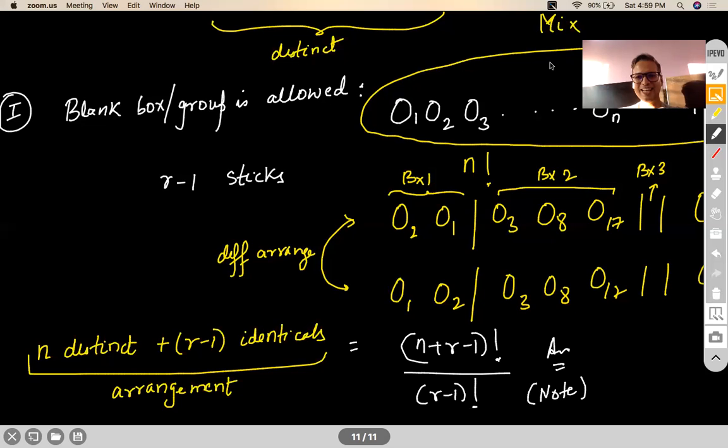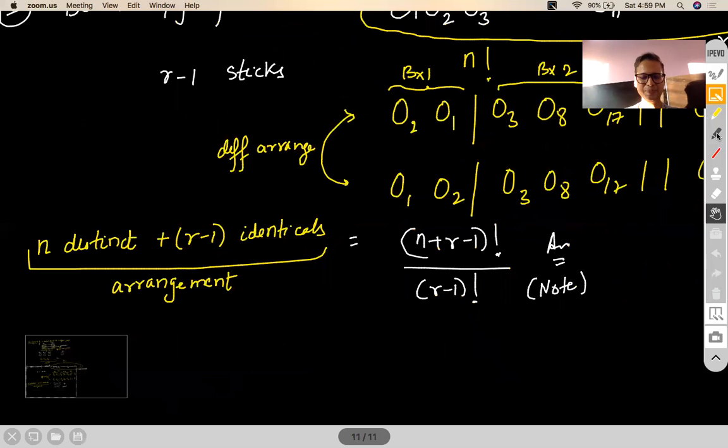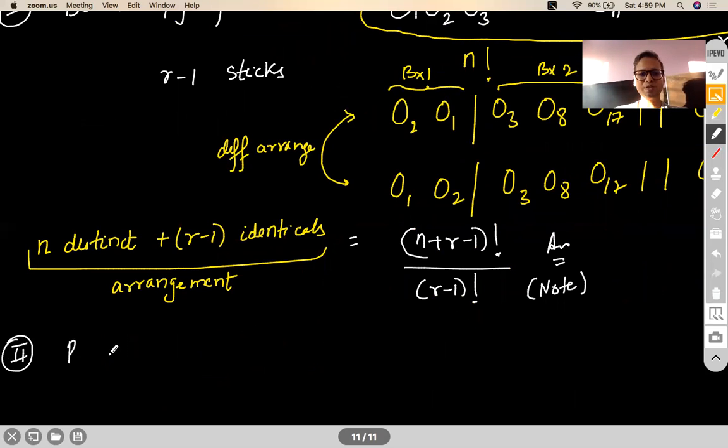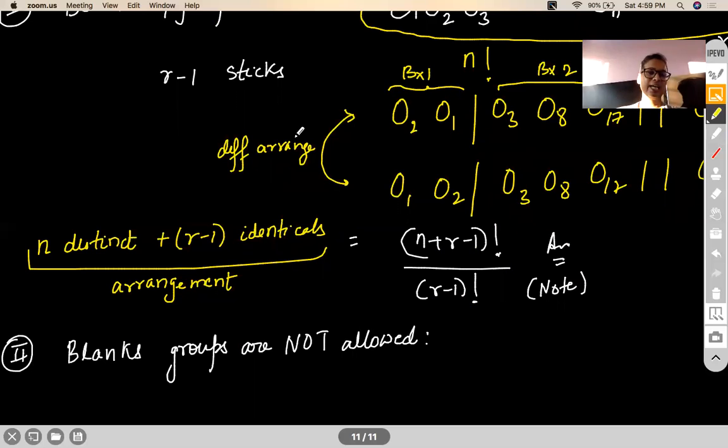Okay. All right. I'll give you one opportunity to think this out from scratch, just like I thought this out from scratch. If blank groups are not allowed, how will you do this? How many ways can you arrange? The word here is arrange n distinct objects into R distinct groups when blank groups are not allowed.